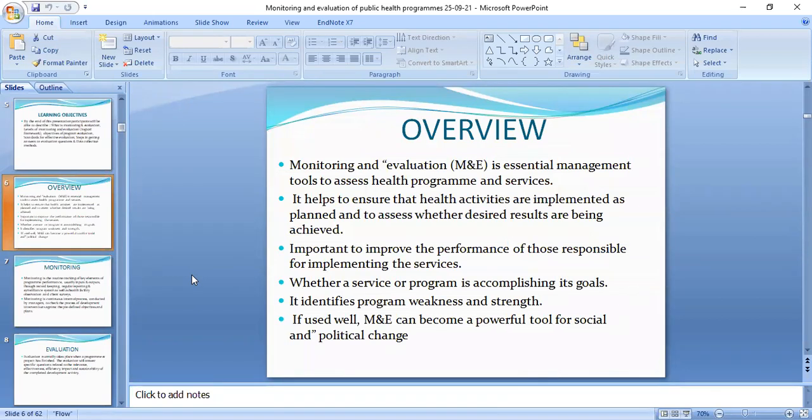Monitoring and evaluation is an essential management tool to assess health programs and services. It helps to ensure that health activities are implemented as planned and to assess whether desired results are being achieved. It is important to improve the performance of those responsible for implementing the services and whether a service or program is accomplishing its goals or not, and it identifies program weaknesses and strengths. And if it is used well, monitoring and evaluation can become a powerful tool for social and political change.